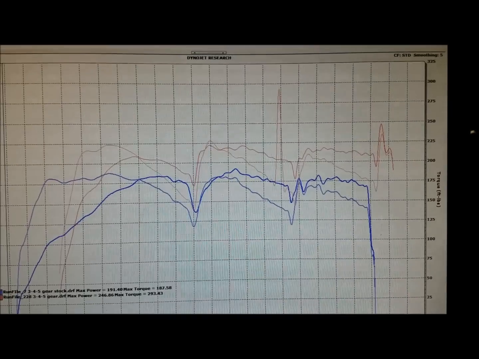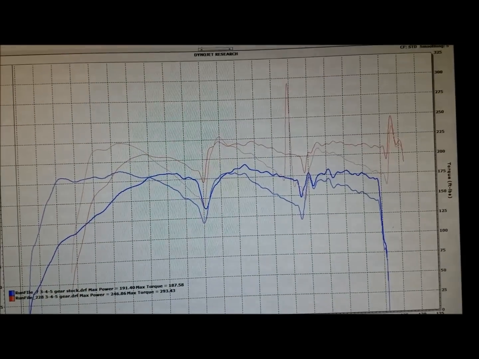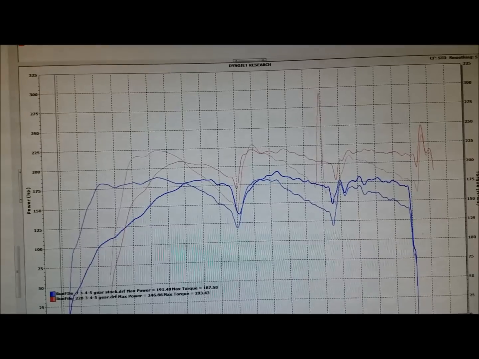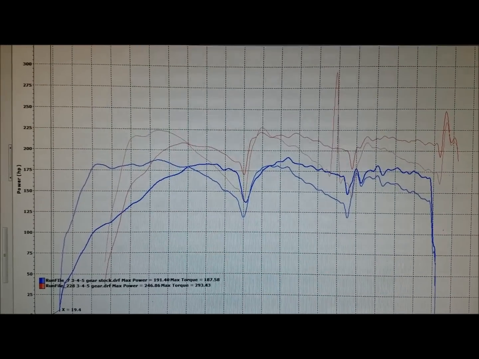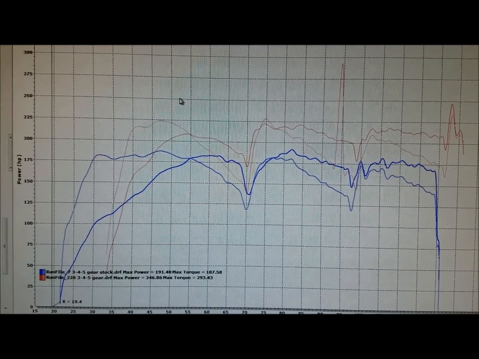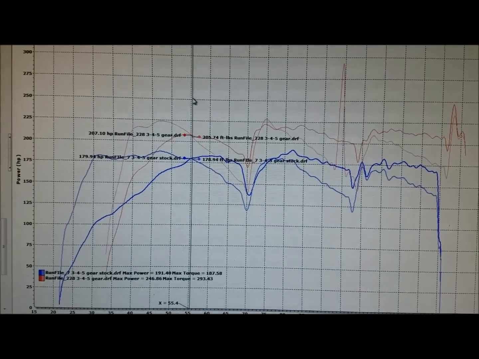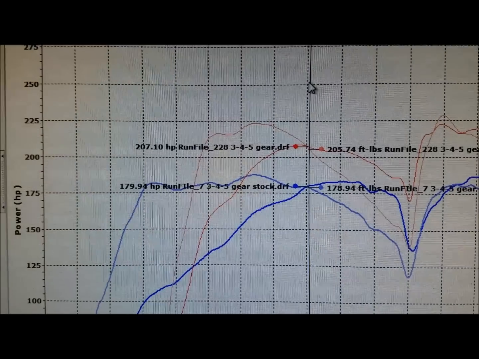So there's stage one, three, four, and five. Now that is what it's supposed to look like. Gains everywhere. No huge torque spike. So what do we got for gains? Let's take a quick peek.